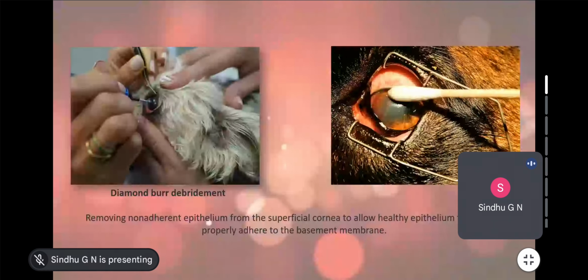So if you don't have a diamond burr, we can simply use a wet, moistened earbud or a sterile swab and remove the loose margins of the ulcer. But that needs sedation or at least local anesthesia with the proparacaine drops. But most of the time, they won't cooperate. We have to go for sedation.